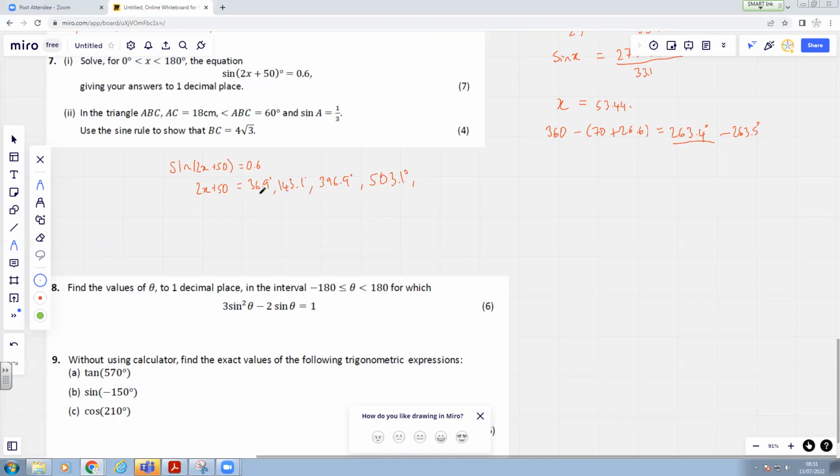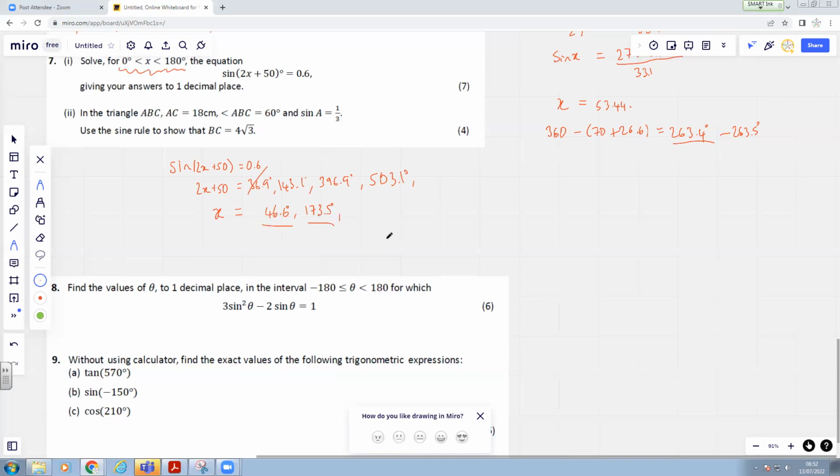Now, the problem is this one is not going to give you an answer, because when you take away 50, you're going to be negative. And so you're not going to be in the range. It's not that it's massively wrong, it's just not right. Now, what I'm going to do is take away 50 from that and divide it by 2, and I get 46.6. I'm going to take away 50 from that and divide it by 2, and I get 173.5. I'm going to take away 50 from that and divide it by 2, and then I'm going to get upset because it's actually bigger than 180. So I just get that answer and that answer.